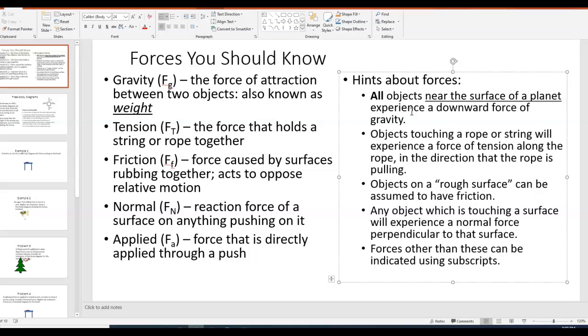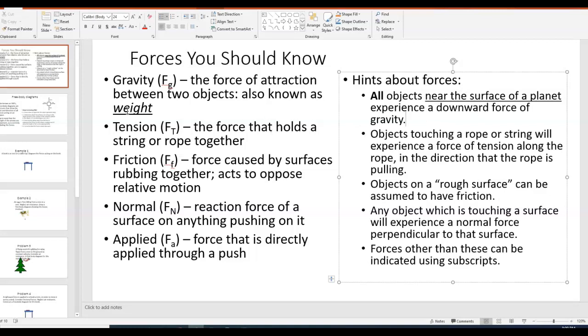Okay, so later when you're drawing free body diagrams, and you're wondering, oh, how do I know what forces to draw? Look at this slide and look at the next slide. Okay, because they give you really important information that you need to know to answer the free body diagram questions. Okay, so all objects near the surface of a planet experience a downward force of gravity.